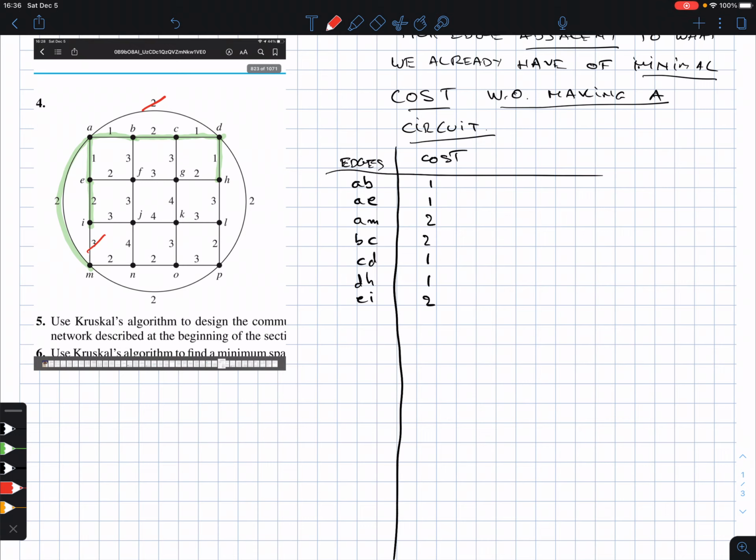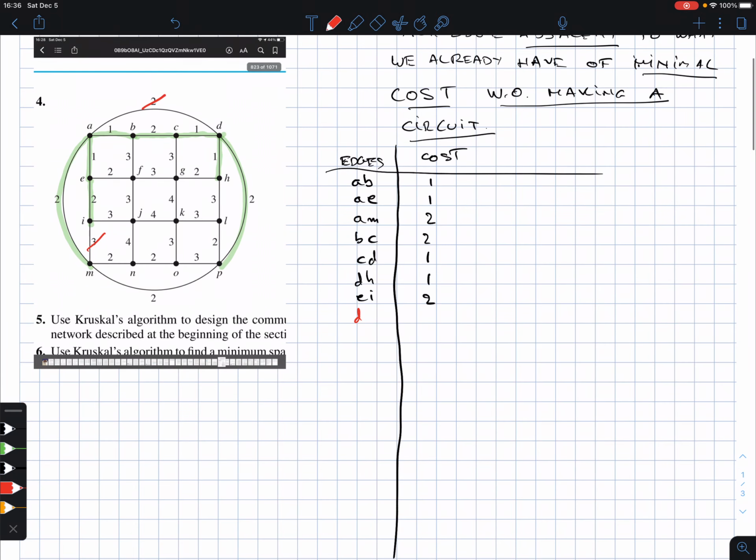Okay, more of cost 2 that I can do. Yes, I see this one. I'm going to do this one here, so that is DP. There's another of cost 2 that I can do. I see it here. PL. And this again rules out this one, because that would create a circuit. Okay, can I still do cost 2? Yeah, there's still quite a lot of cost 2, so I'm going to take this one here, MN.